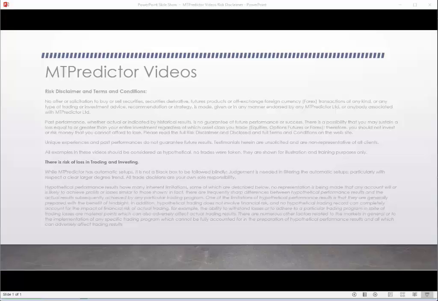But as usual, we have to start with our risk disclaimer and remind you that all examples in these videos should be considered as hypothetical. No trades are actually taken, they're just shown for illustration and training purposes only. Remind you there's a risk of loss in trading and investing. I'll put that another way. All professional traders know and understand, but more importantly accept that losses can and will and do unfold. That's important to understand. There always will be losses no matter what approach you take to the markets. Losing trades are inevitable.